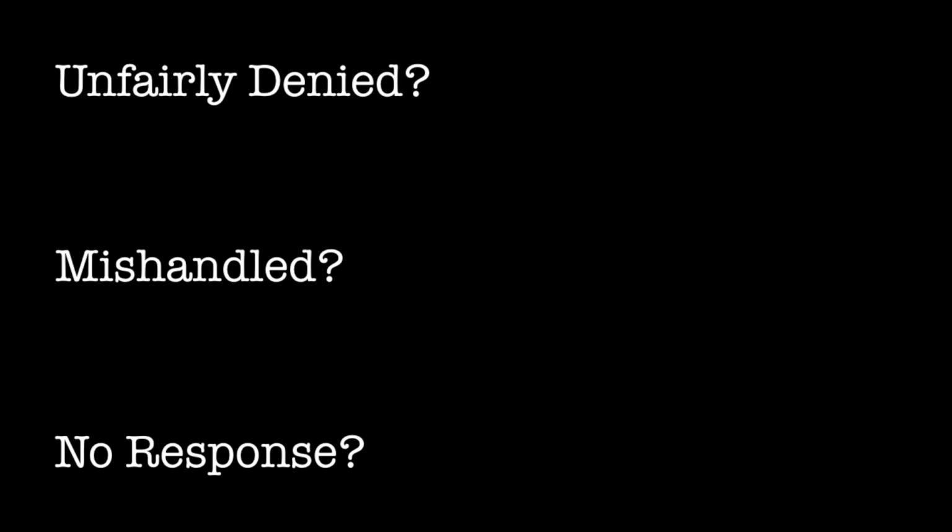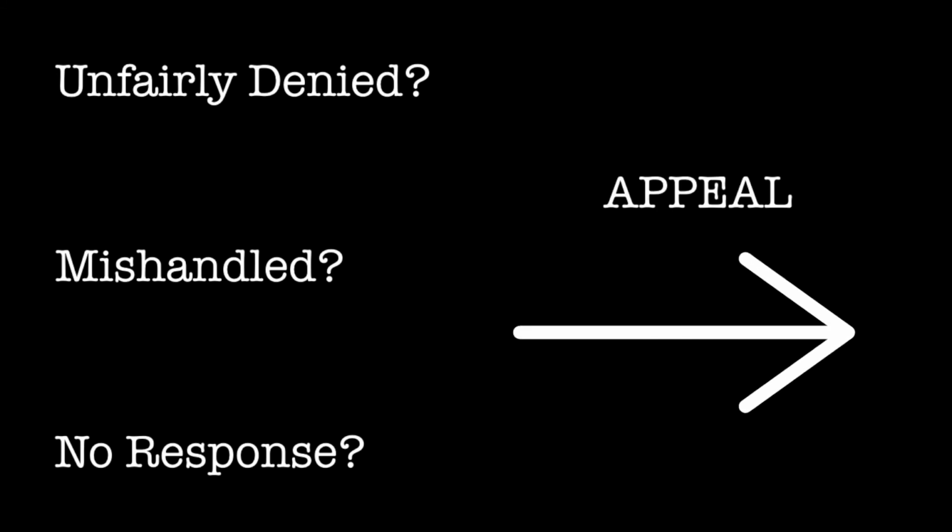If you believe the university has unfairly denied your request, mishandled your request, or not given you a reply within the requisite 30 calendar days, you can appeal the decision to the Ontario Information and Privacy Commissioner.